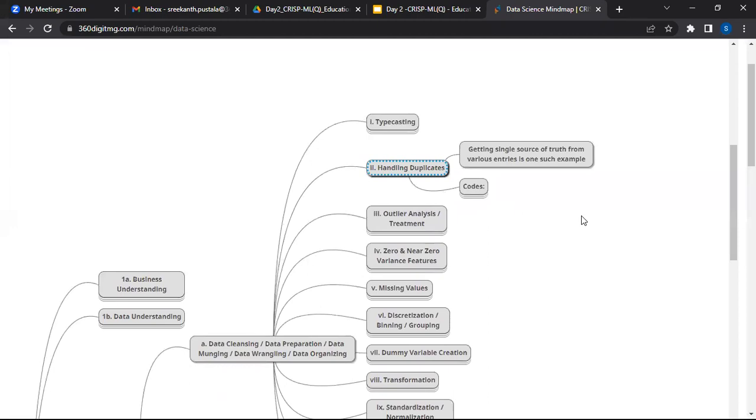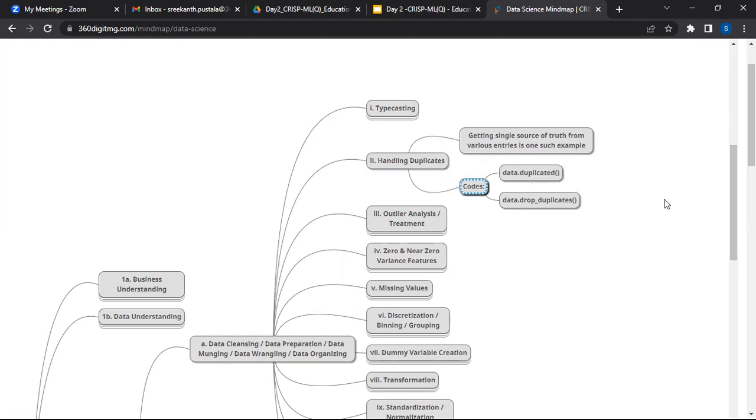And when it comes to handling duplicates, getting a single source of truth from various entries is one such example. So when we have duplicates, there is no other way, we have to remove the duplicates. Data is the data set that we have. Data set name that we have given, dot the variable, dot duplicated. So first we are going to identify if there are any duplicates in my data. Once I finalize the duplicates, I am going to work on drop_duplicates. So I'm going to remove these values by using these codes.